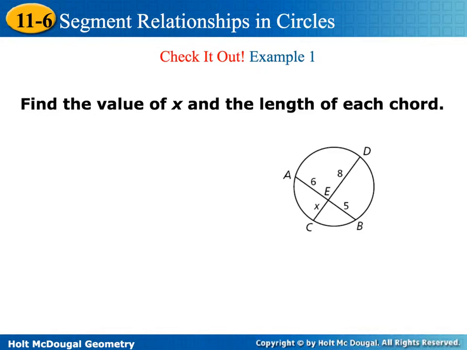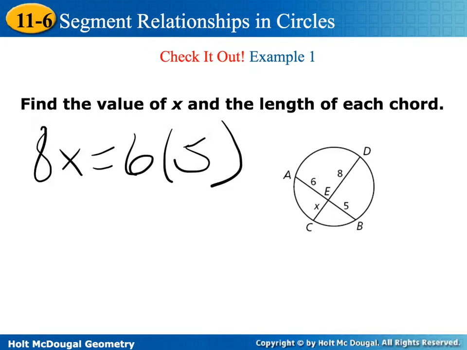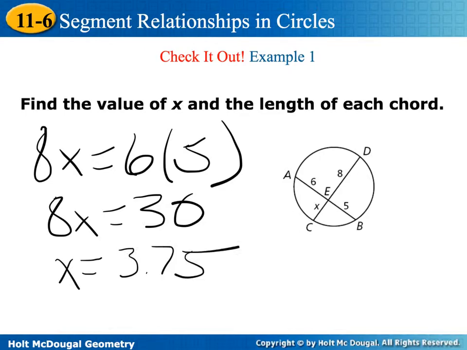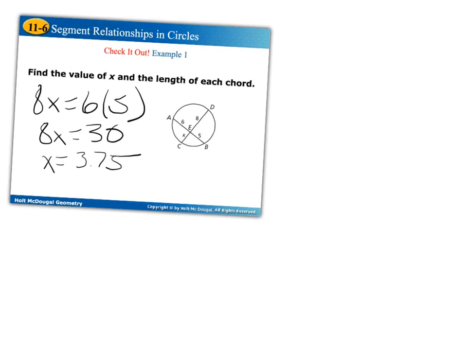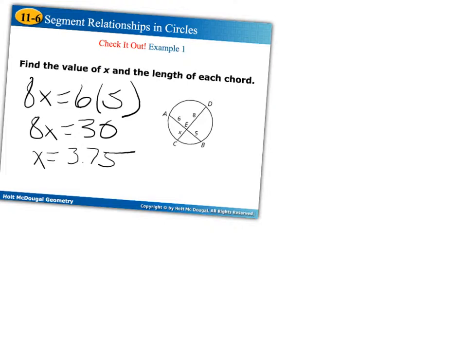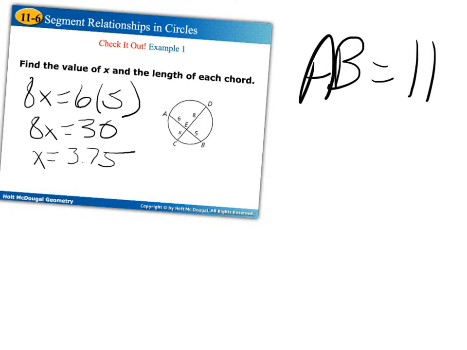All right, let's just do one more problem real quick just to make sure we know what we're doing. I'm going to go ahead and just breeze through it real quick. 8 times x equals 6 times 5. 8x equals 30. x equals 3.75. All right, the fact that that's 3.75 tells me AB is going to be 11. 6 and 5 make 11. CD is going to be 11.75.